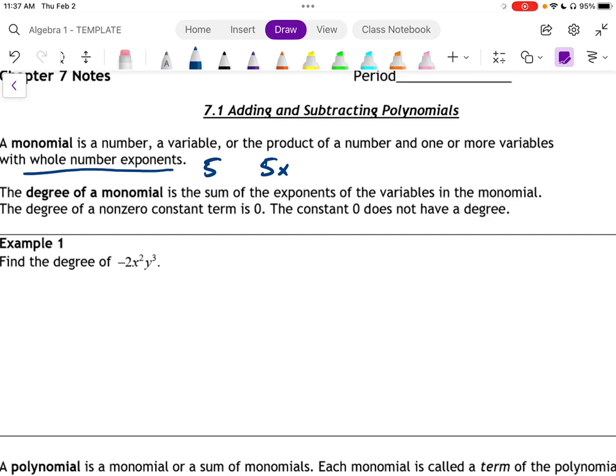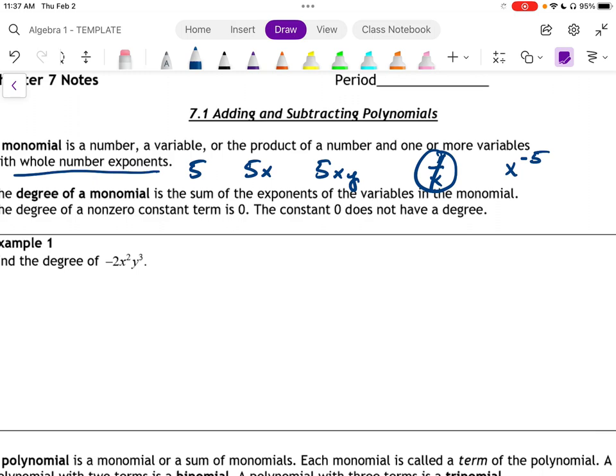Oftentimes, especially in Algebra 1 when we're dealing with this, we will only have one variable. But technically, we could also say something like, I don't know, 5xy, right? That would be also a monomial. It's a monomial with like three little pieces there, the 5, the x, and the y, but it's still a monomial. Something that we can't have would be something like 1 over x, right? That does not work. Or x to like a negative exponent, right? Like -5, right? We haven't dealt with negative exponents much, but that also does not work out here.